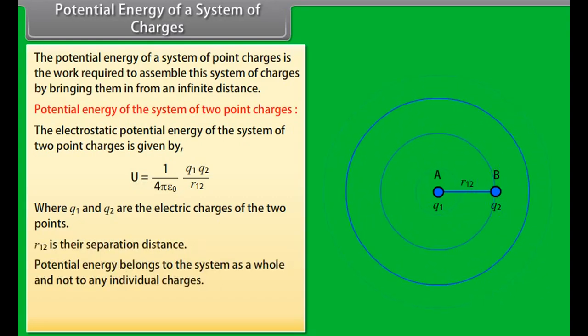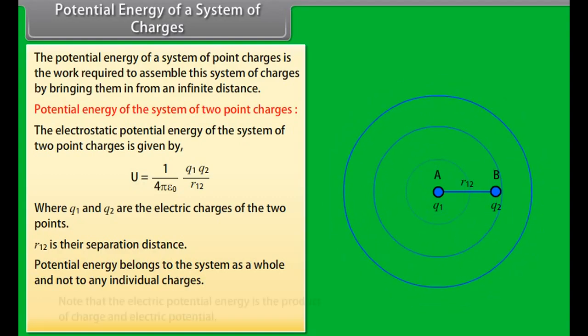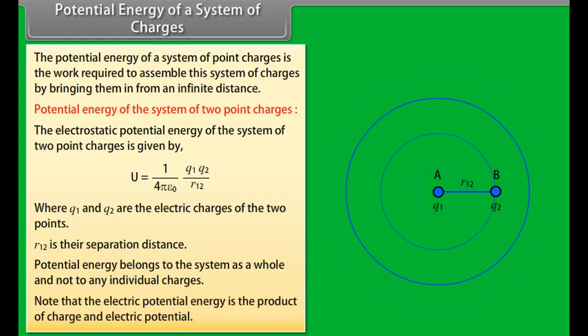Potential energy belongs to the system as a whole and not to any individual charges. Note that the electric potential energy is the product of charge and electric potential. Potential energy of the system of 3-point charges.